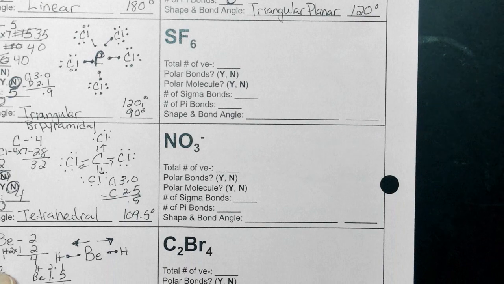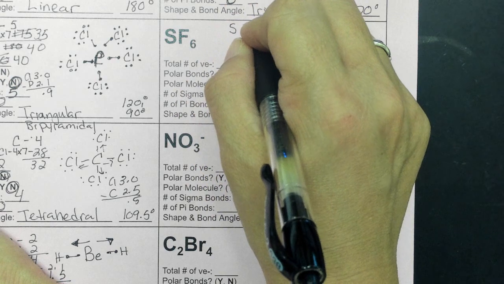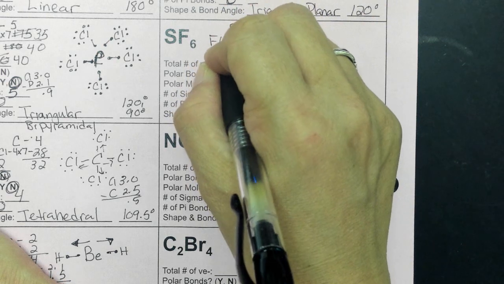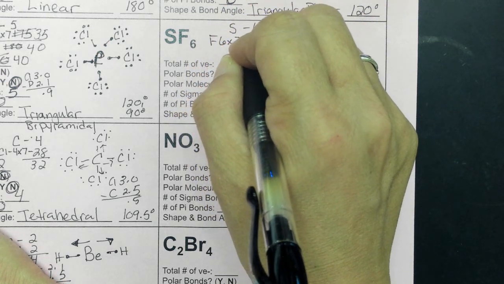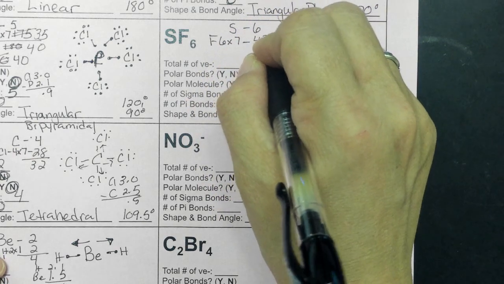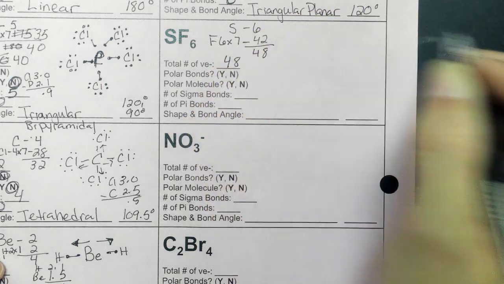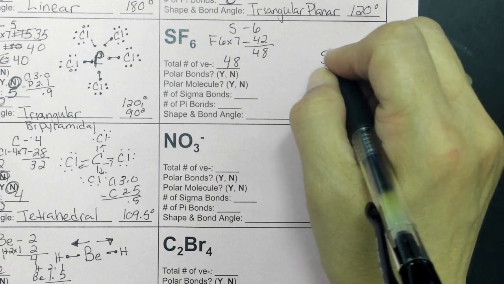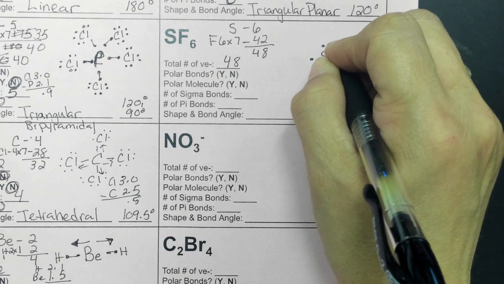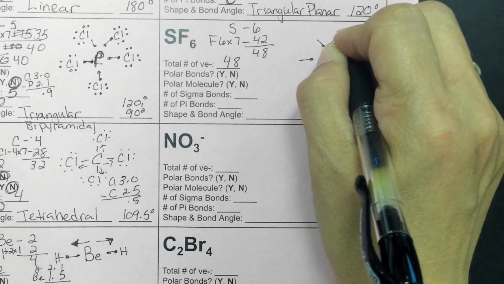Okay, sulfur is another one of mine that will have an exception. So sulfur has 6 valence electrons, but it's okay having 10 or 12. Fluorine, there are 6 fluorines, each with 7 valence electrons. So that's 42 total from fluorine for a total of 48 valence electrons. So sulfur, and each one of these are going to share with a fluorine.